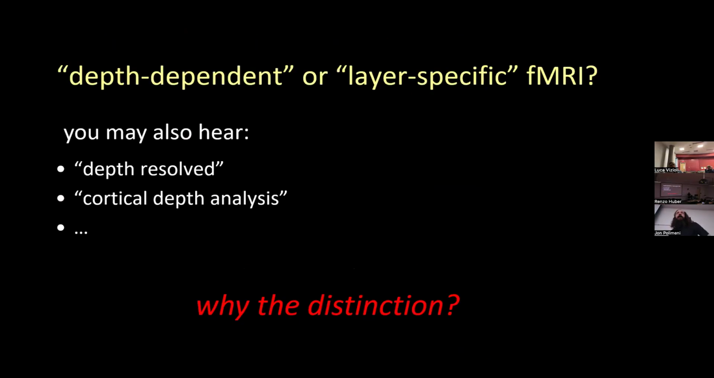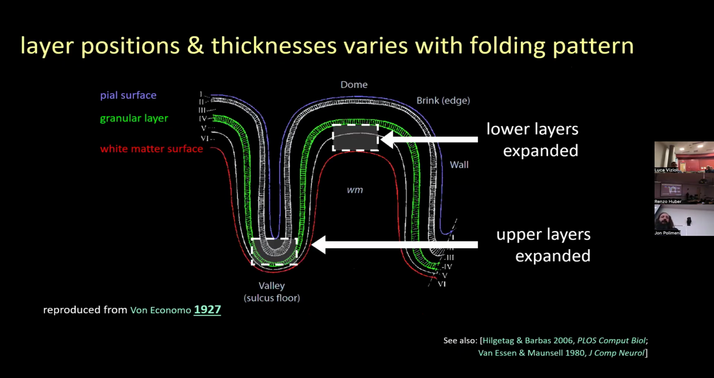Okay, so this is a course on layer fMRI or laminar fMRI. You may hear other terms in the literature, such as depth-dependent fMRI, layer-specific fMRI. You may also hear depth-resolved, cortical depth analysis. So what are we talking about? What's the cause for this distinction? Well, it's because there's a non-trivial relationship between cortical depth and cortical layer.